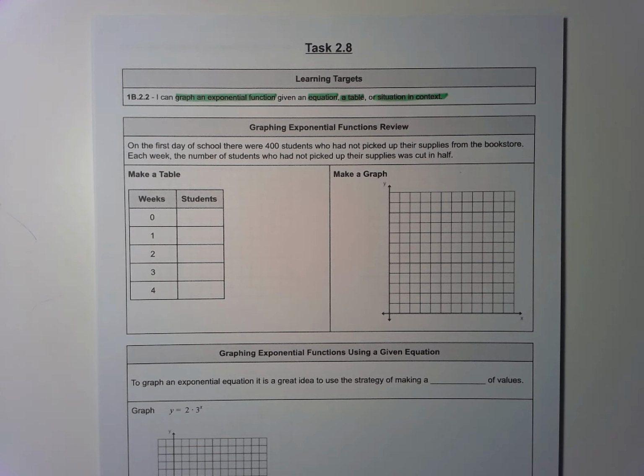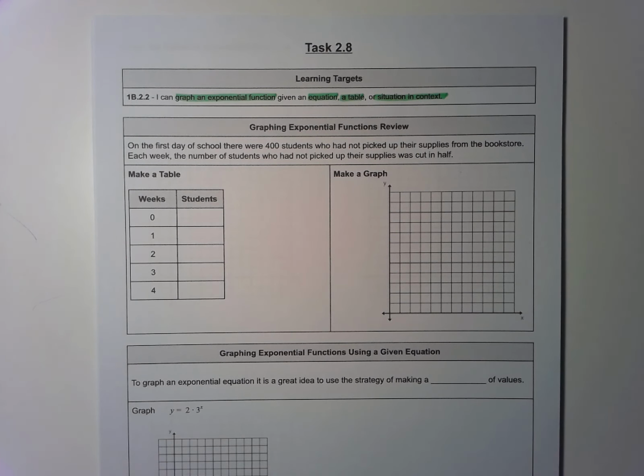Now you'll notice that in this unit we spent a lot more time on linear functions than we did on exponential, and the reason is because, quite frankly, graphing linear functions is more complicated. Graphing exponential functions is something we're going to spend this task doing. So let's review how we've always graphed exponential functions before.